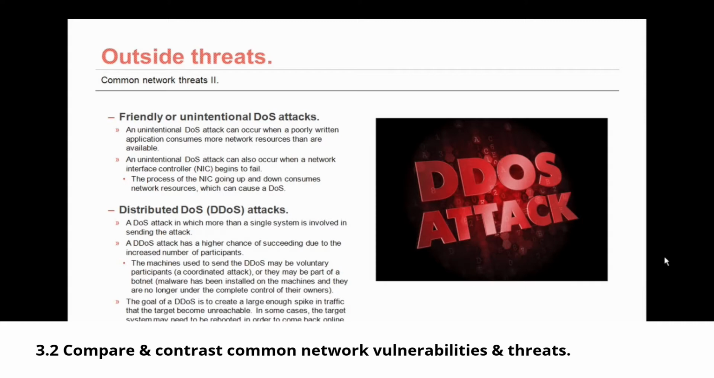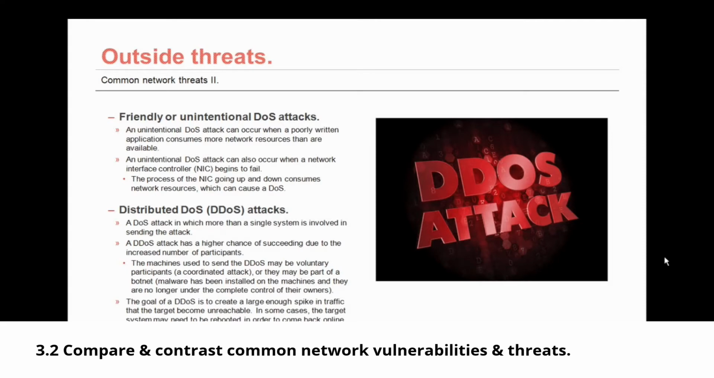There are also friendly or unintentional denial of service attacks. An unintended DOS attack can occur when poorly written applications consume more network resources than are available. Another unintentional DOS attack can occur when a network interface controller, or NIC, begins to fail. It's quite common when a NIC is about to fail for it to go offline and come back online repeatedly and rapidly. This consumes network resources, which can cause an unintentional DOS.